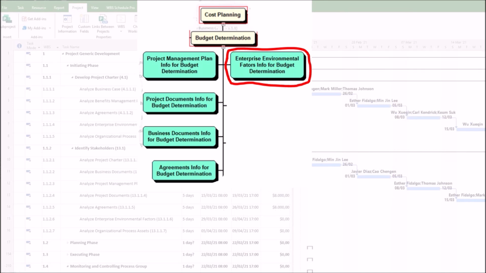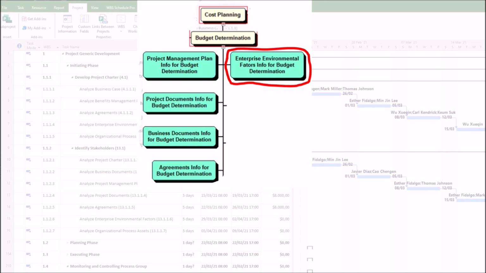In conclusion, enterprise environmental factors are indispensable inputs to the determine budget process because they, first, ensure budgets reflect real-world constraints and opportunities. Second, enhance risk responsiveness and financial resilience. Third, align project finances with organizational and external realities.